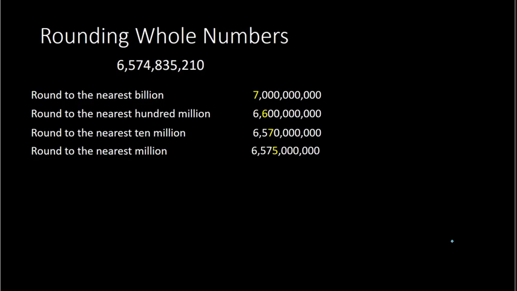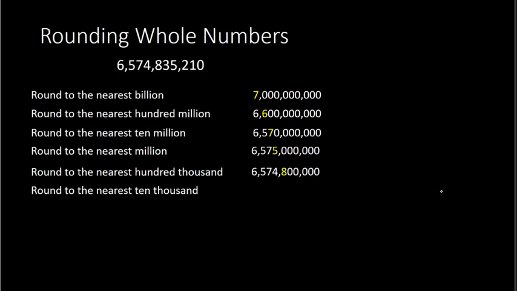I could round, if I wanted, to the nearest 100,000. So the 100,000th place is the 8. I look at the number before it, which is the 3. And because the 3 is less than 5, I keep the 8 right there at 8. So this would round to 6,574 million and then 800,000.